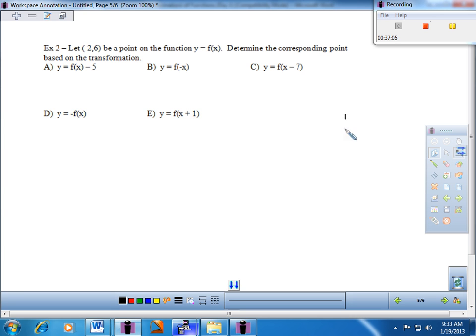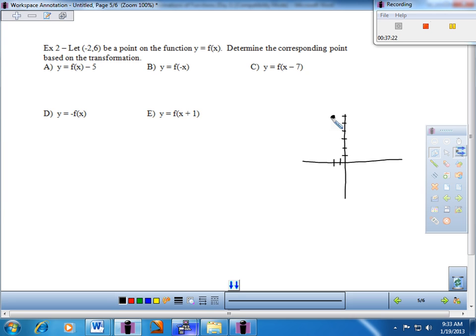Well, here's what I would ask you to do. Let's get just a coordinate plane off to the side here. And I'm going to graph this. I don't do this all that often, but let's graph that point. And let's just see. So negative 2, comma 6. And I'm going to just try to make it as large as possible there. There it is. Now what I want to know is what is the ordered pair based on each transformation? Where's the corresponding point? Where does this point go?